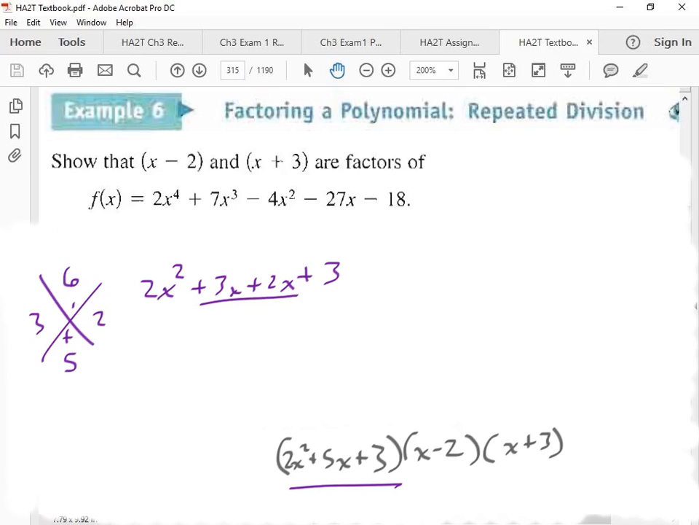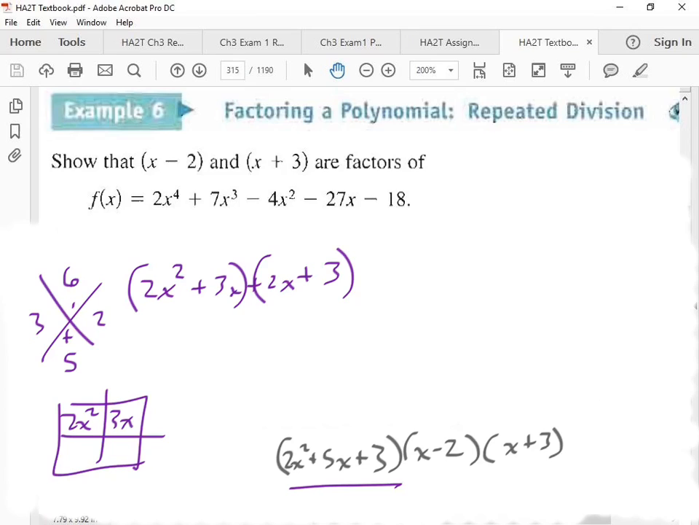So these 2 terms right here were the 5x. See, if I add those back together, the 3x and the 2x, I get 5x. That's what they were. But now they're not. I split them apart so I could do some grouping action. Now there's another way to do this. Instead of grouping, you guys can do a box like this, and you can fill in these boxes to go 2x squared, 3x right there, 2x, and then 3 right there.